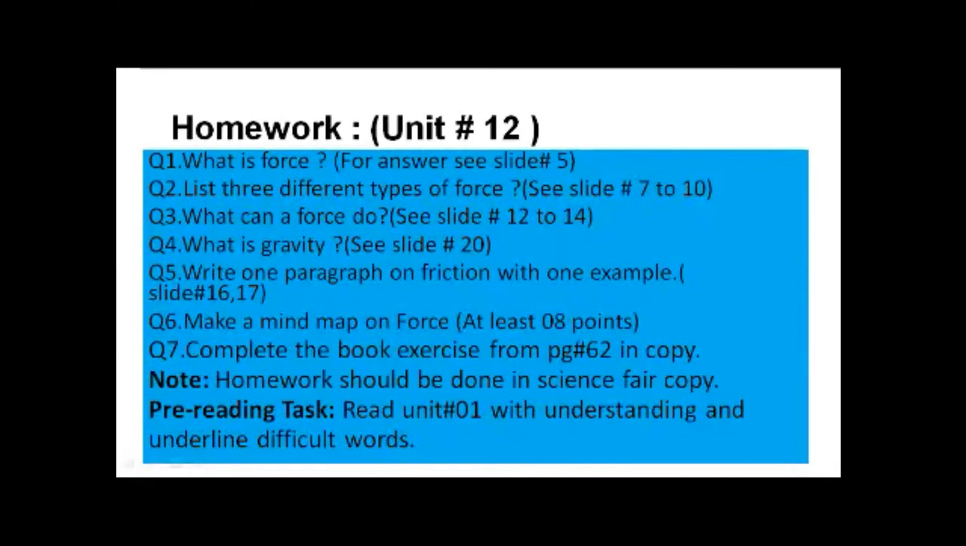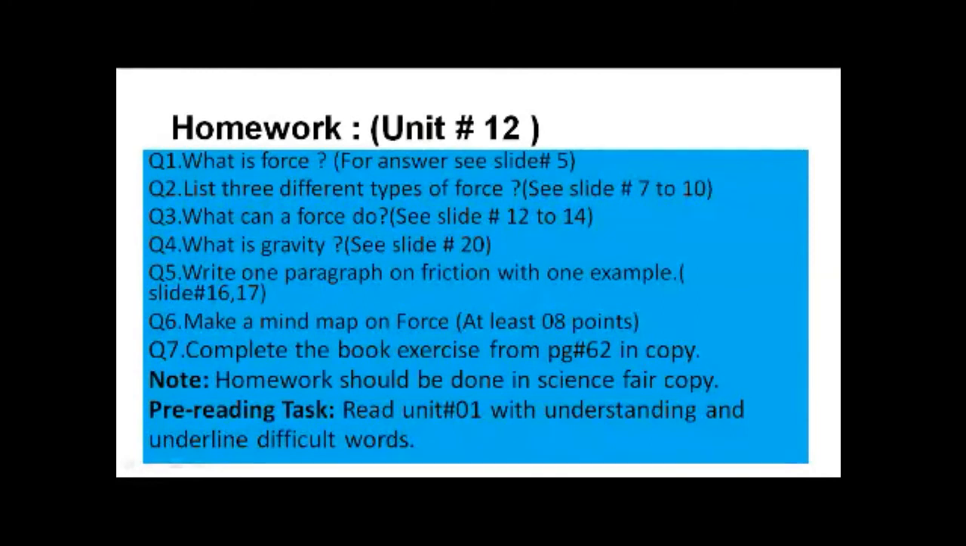Okay. Question number 2. List 3 different types of force, like wind force, running water force and gravity. These are the types of force. For the answer, beta, see slide number 7 to 10. Question number 3. What can a force do? Force can change the shape, size, direction, speed. So for the answer, see slide number 12 to 14.